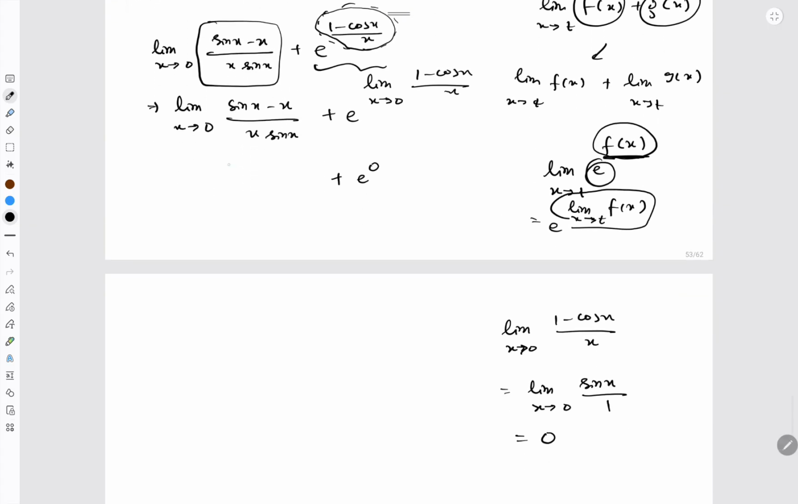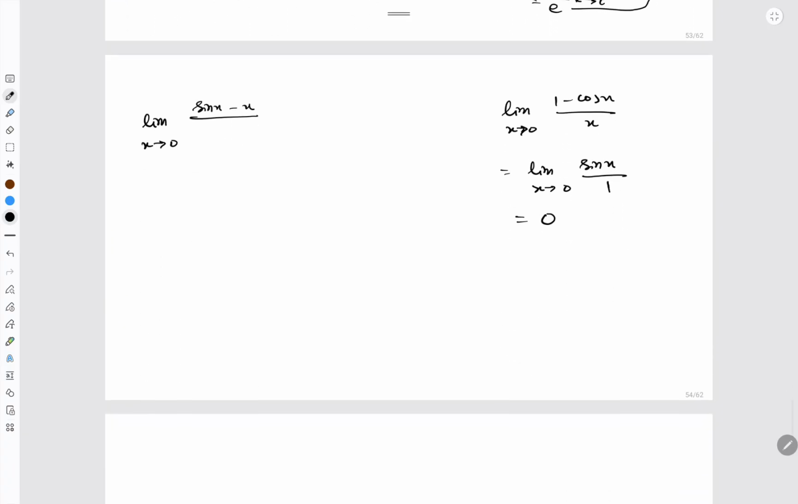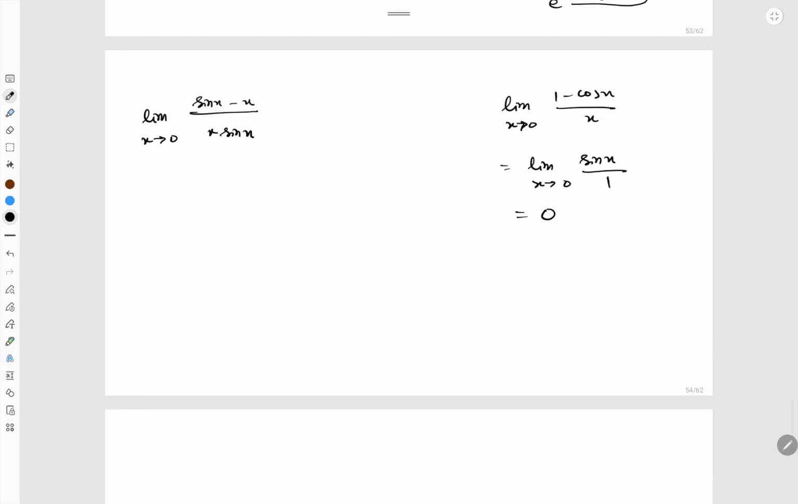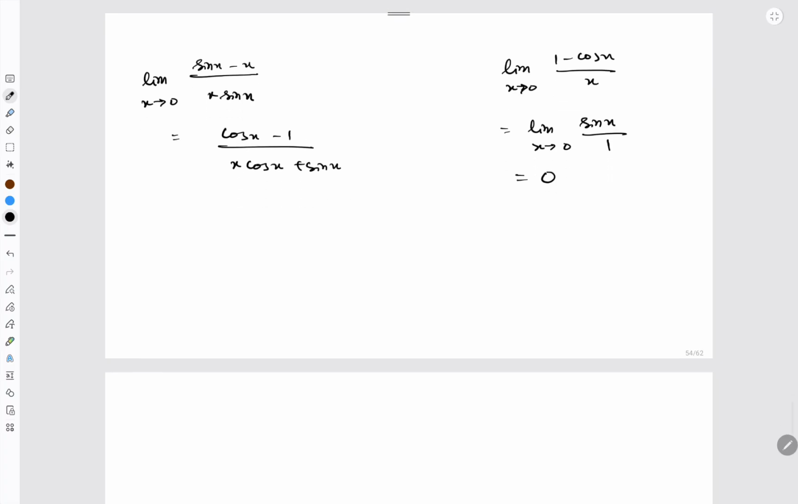Now for the other term, sin x minus x. So limit x tends to 0 of (sin x minus x) by x sin x. It is of 0 by 0 form, so we can use the L'Hopital rule again by taking the derivative. So (cos x minus 1) by (x cos x plus sin x). Now again it is of the form 0 by 0. If I take x as 0, it is 1 minus 1, 0, plus 0, 0. So again we have to take the derivative.